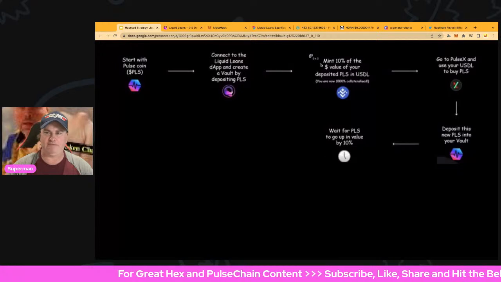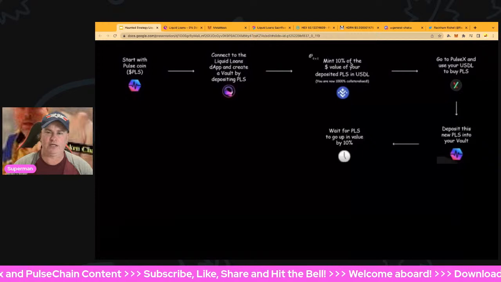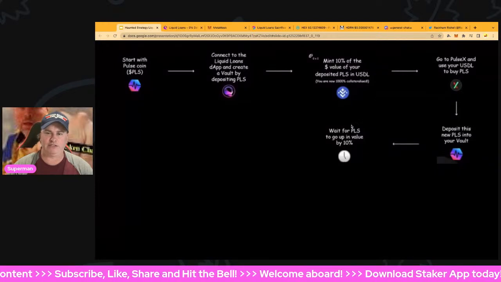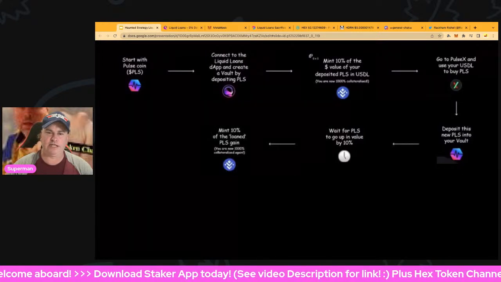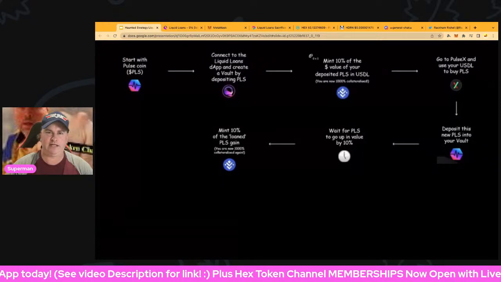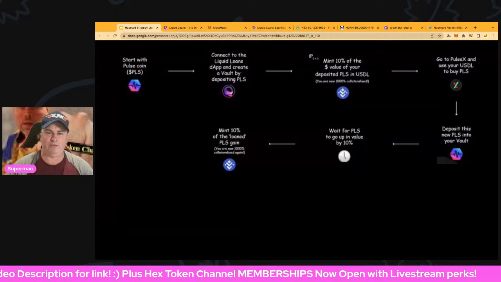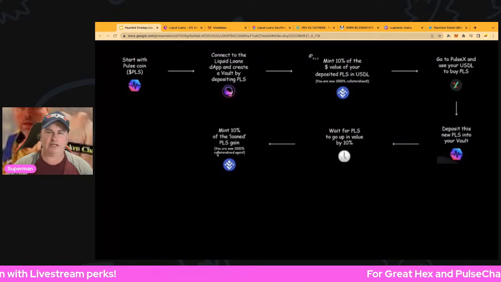So if you keep this safe strategy at the 1,000% collateral, 10% borrowing, you should be pretty fine. Then a 10% increase in price, and then you can go on to the next step. So you wait for the PLS price to rise, and then the next step is to mint 10% of the loaned PLS again. Whatever you gained, you can mint 10% of that, so you're still maintaining your 1,000% collateral. So you're minting 10% more.